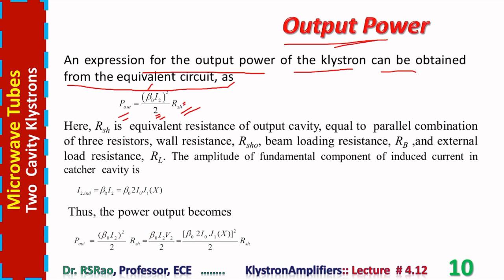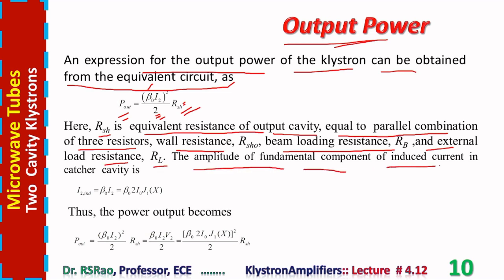What is RSH? RSH is the equivalent resistance of the output cavity. It is equal to the parallel combination of three resistors: wall resistance RSH0, beam loading resistance RB, and external load resistance RL. The amplitude of the fundamental component of induced current in the catcher cavity is, this is the induced current. Notice in the earlier slide an expression for I2 is shown. Induced current is the beam coupling quotient multiplied by the current in the beam. Therefore, I2 induced is β0 2 I0 J1(x).